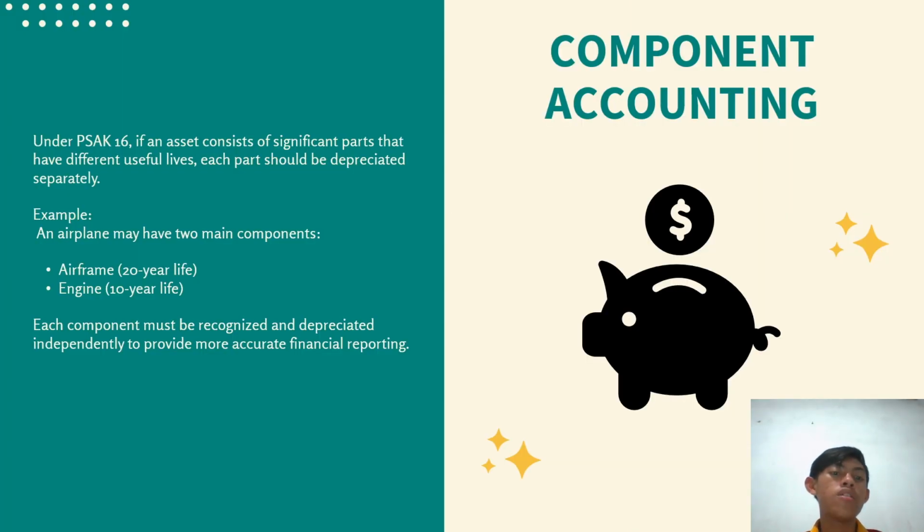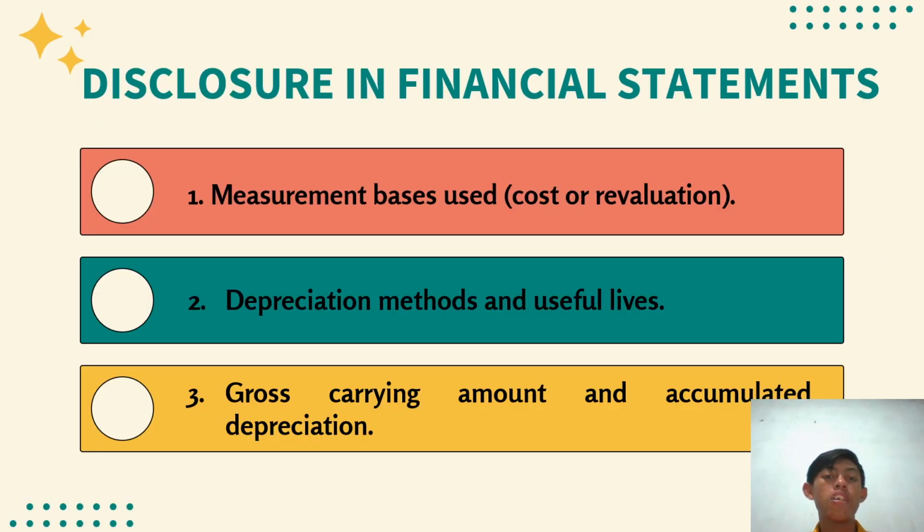Component accounting. Under PSAK 16, if an asset consists of significant parts that have different useful lives, those parts shall be depreciated separately. Example: an airplane might have two main components. There is: 1. Airframe, 20 years life. 2. Engine, 10 years life. Each component must be recognized and depreciated independently to provide more accurate financial reporting.